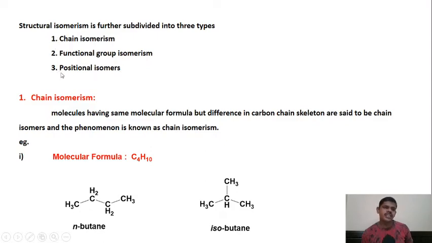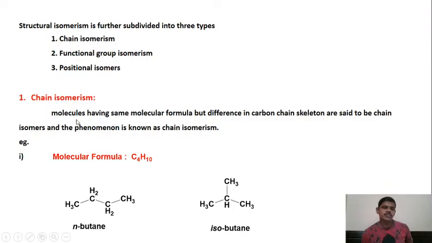All these three names suggest what the difference is, which we have to see when studying the subtypes of structural isomerism. In chain isomerism, there is a difference in the chain. In functional group isomerism, there is a difference in the functional group. Positional isomerism means there is a change in the position of something, right? We are going to see these in detail. First we start with chain isomerism.